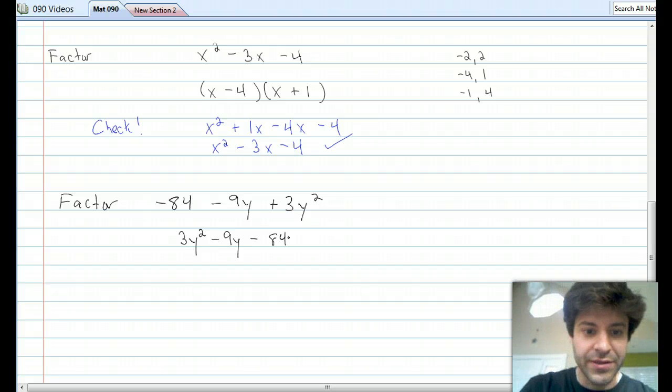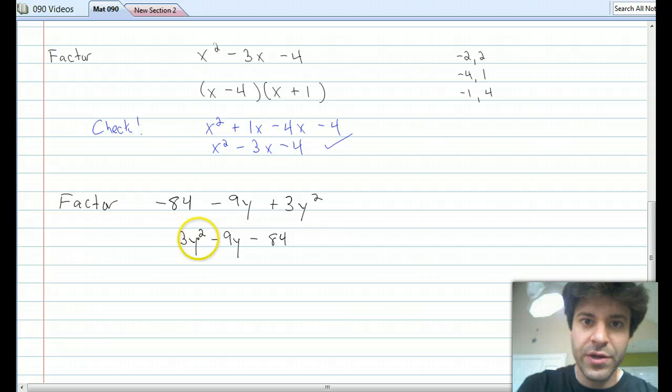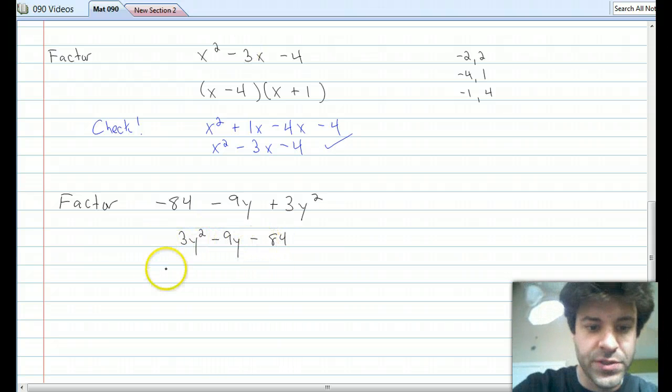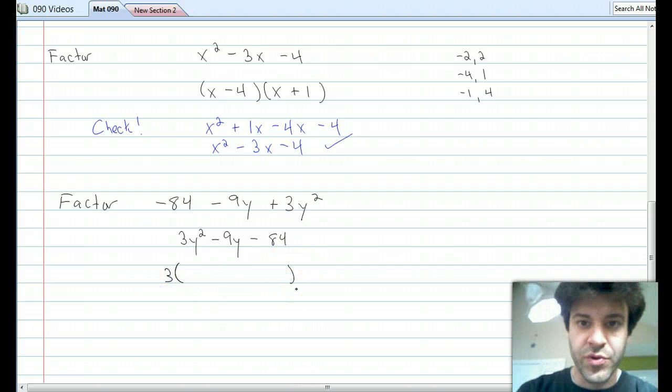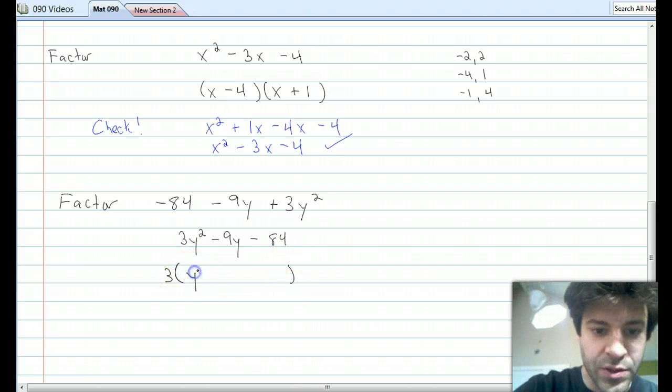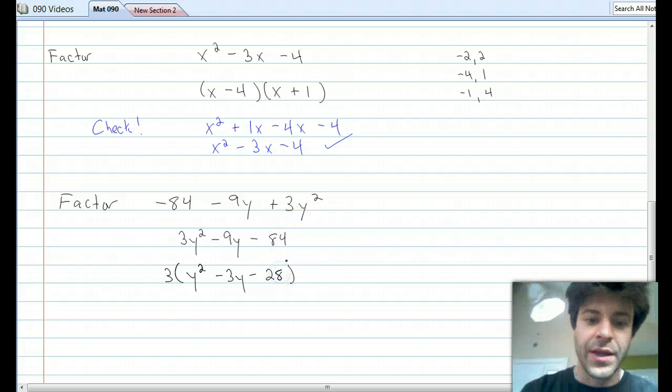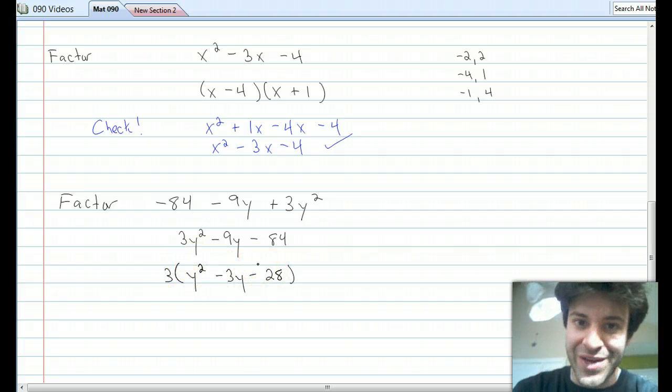Now the other complication here is we have a number in front of our squared term. We haven't had that yet. But you might notice that there is a factor of 3 in every single one of these terms that can be pulled out. So you start by saying, hey, every one of these terms is divisible by 3. So let's take that 3 out of the parentheses, and inside would go y squared minus 3y. And what's 84 divided by 3? I think it's 28. And now it's really easy to verify that if you multiply the 3 back through the parentheses, you have what you started with.